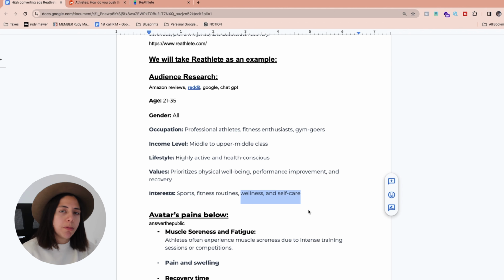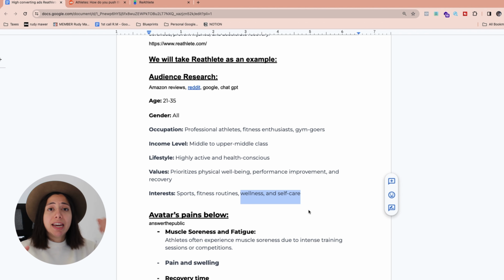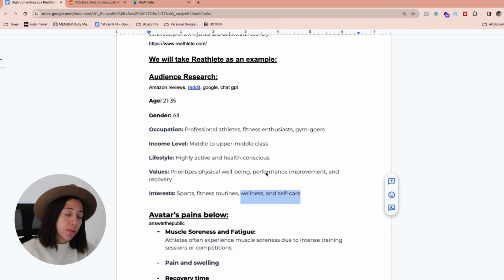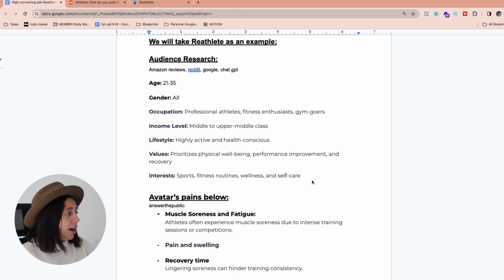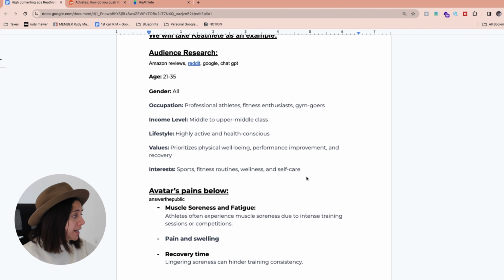So this is on top of the obvious, which is sports, they like to take care of their well-being. Also in my research, I realized a lot of them suffer from some mental anxiety. So this will come up later on. But yeah, mental anxiety because they have to perform, they're scared that they will injure themselves and so on and so forth. So this is extremely important to really think about.